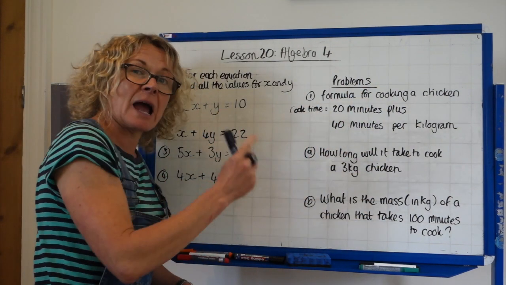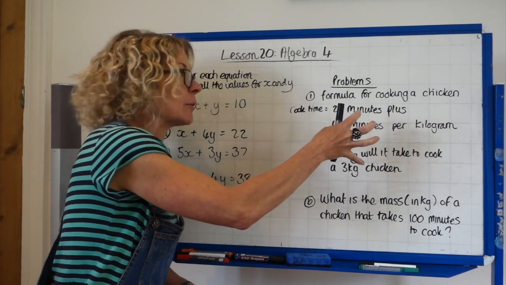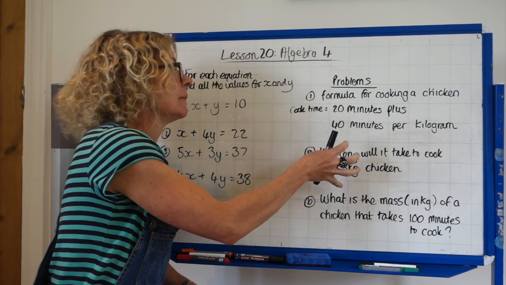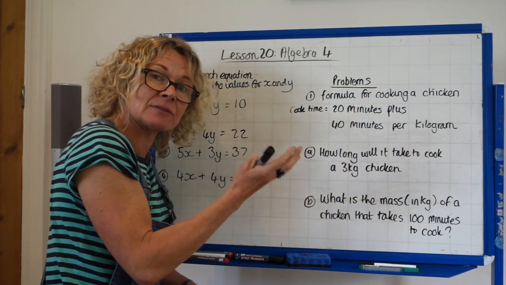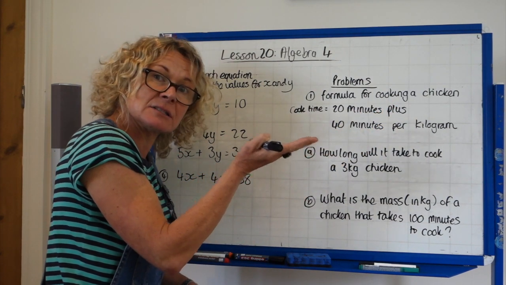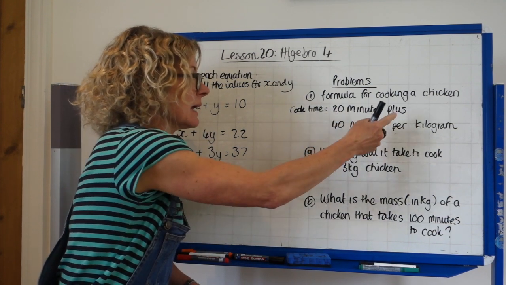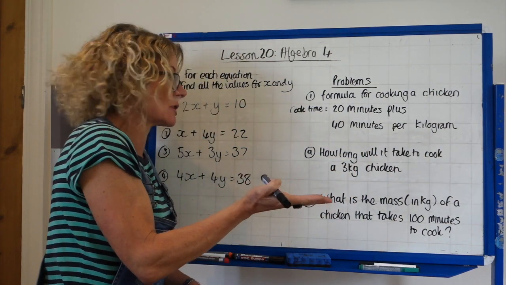This is one of the extra questions that I've set today, but I've set it out as a problem for everybody to do, okay? This is a SATs question, a SATs problem, okay? And this is the formula for cooking a chicken. This is real life. This is what you get on the back of your chicken from Tesco's, okay? So it's 20 minutes plus 40 minutes per kilogram. So the weight of the chicken, okay?